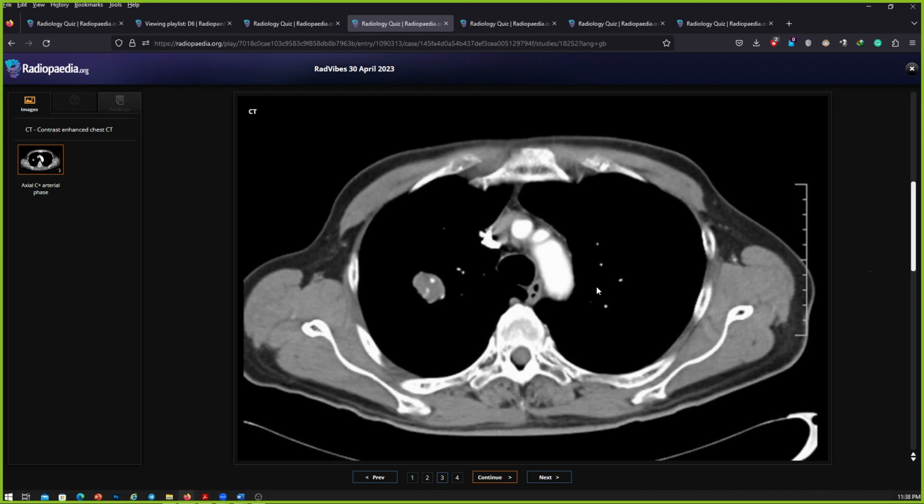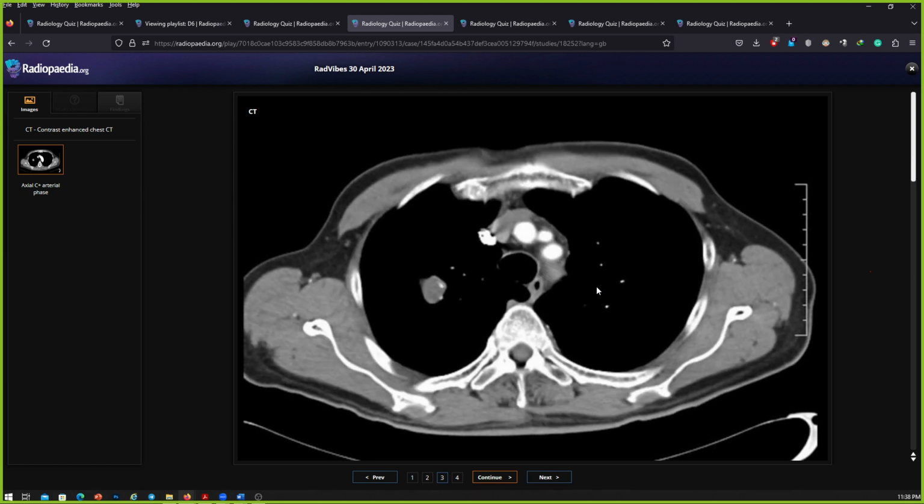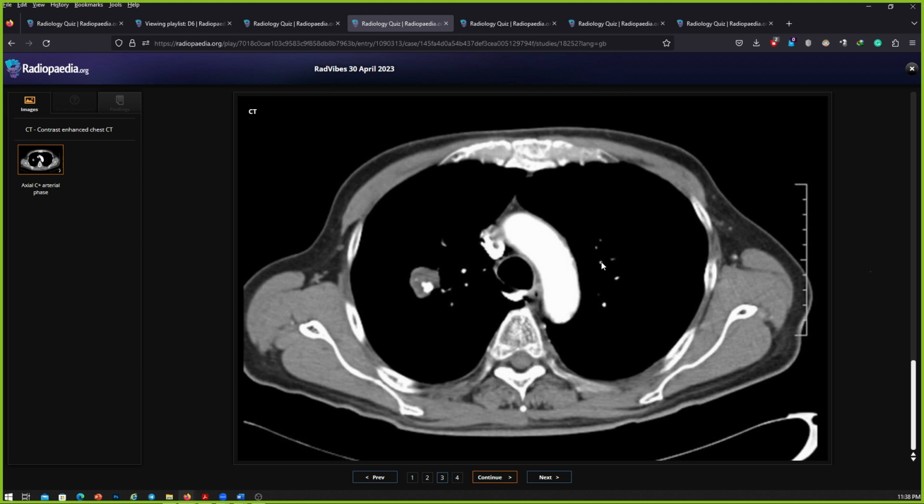Okay, good. So have a look at the CT scan. You can scroll and describe. Yeah, okay. So it's not screw.